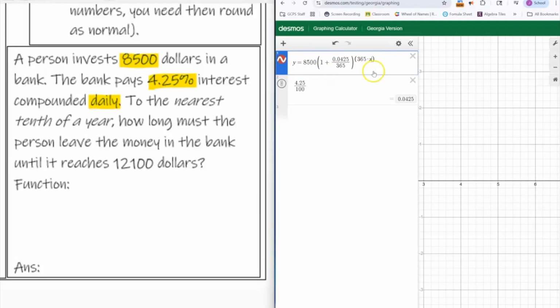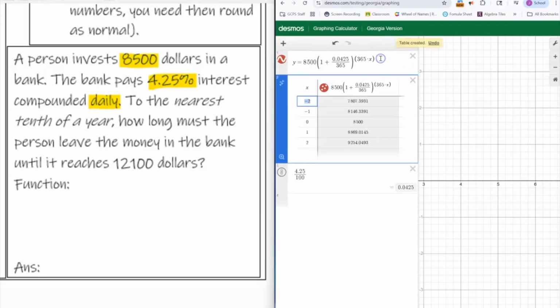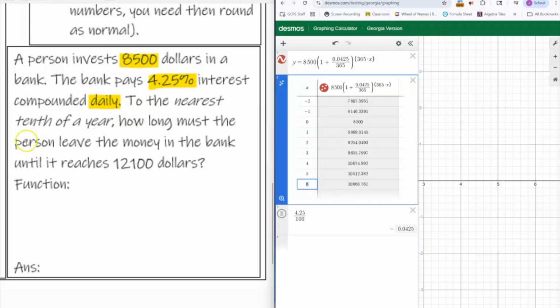So let's change that to X and see if it will allow us to make our table now. It does. It doesn't like any other letters. Just put Y equals and then change that to X. So here we would normally press enter, enter, because to the nearest tenth of a year, how long must the person leave the money in the bank?